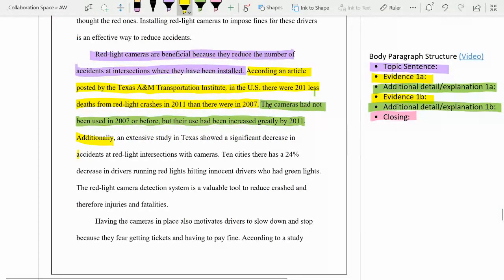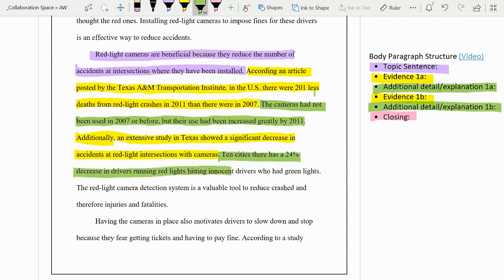Additionally, again, what a nice transition word, a signpost word that shows my reader I'm giving a new piece of evidence. Additionally, an extensive study in Texas showed a significant decrease in accidents at red light intersections with cameras. Okay, that's my next piece of evidence. Another study shows there's a decrease. So my additional detail was that in 10 cities, there had been a 24% decrease in drivers running red lights, hitting innocent drivers who had green lights.